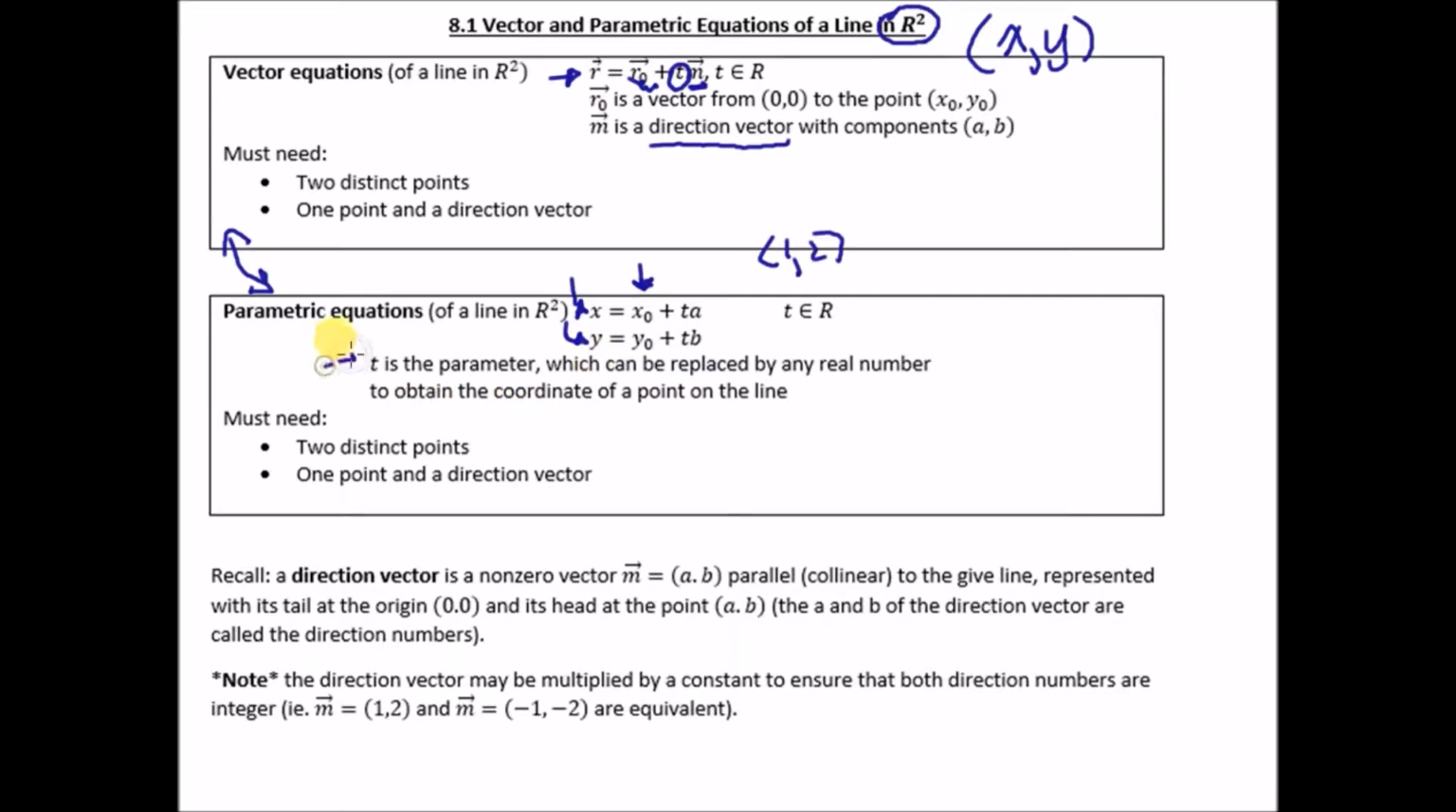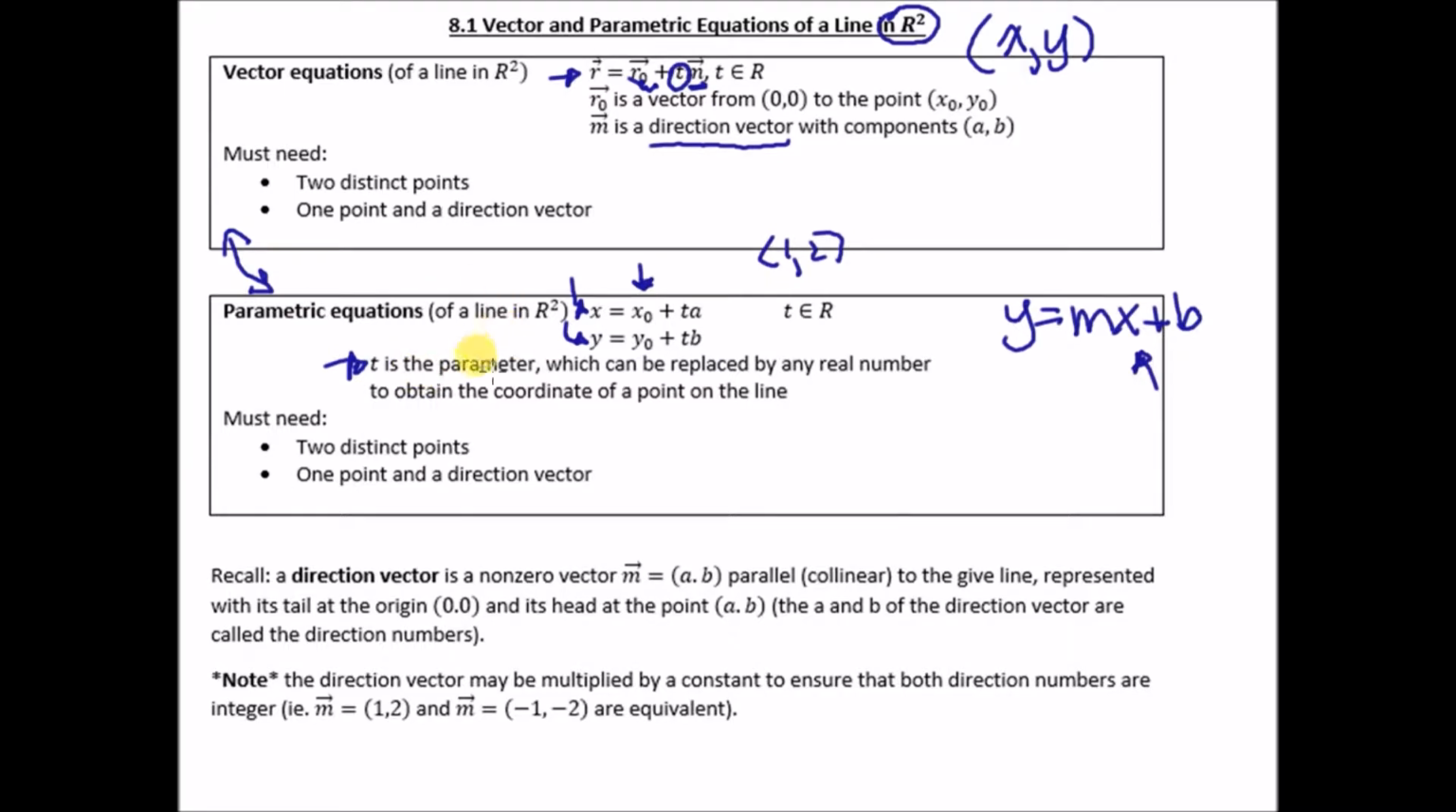When we say parameter, t is a parameter. t can be replaced by any number in order to get another point. It's kind of similar to applying the slope. So y equals mx plus b: if you had this equation on the Cartesian plane, we would be able to sub in any x and get the next point on the line. That's very similar to this parameter t. If we sub in the same parameter t for both the parametric equations for x and y, we're going to be able to find another point on that line.